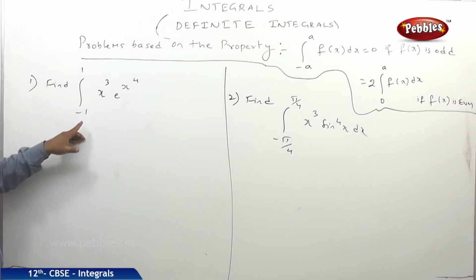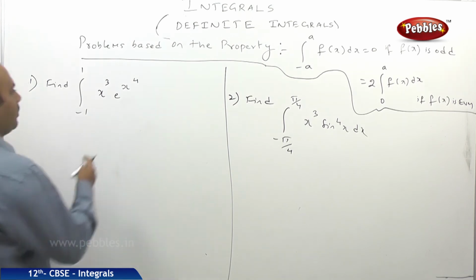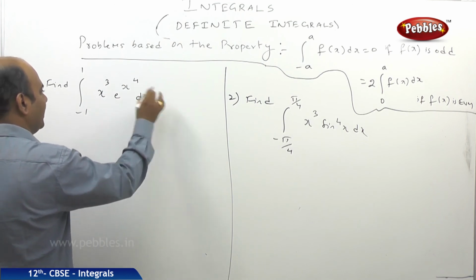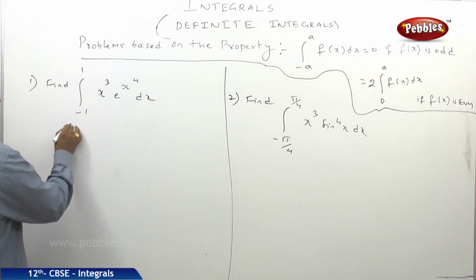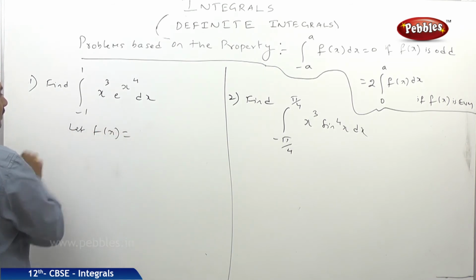The problem is asking us to evaluate the integral from minus 1 to 1 of x cube e power x power 4 dx. We can do this kind of problem by the substitution method also, but we want to complete it in less time. So what I will be doing? I will consider f of x. What is our given function?